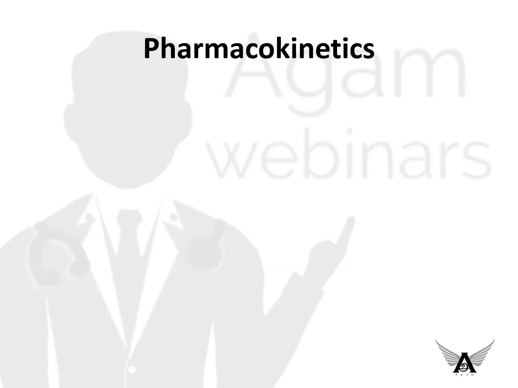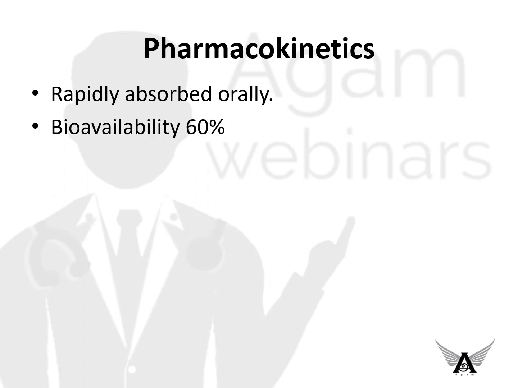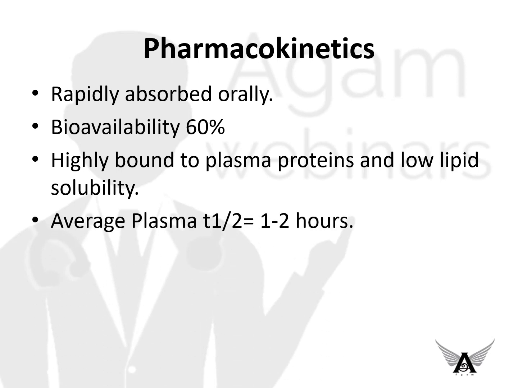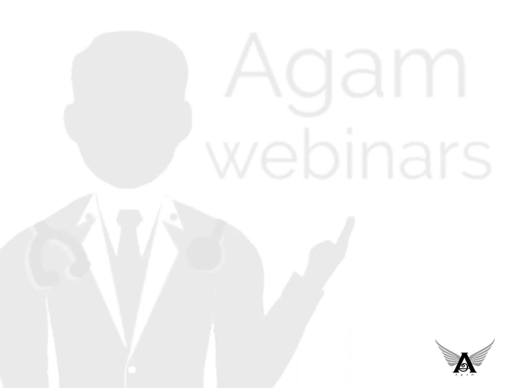Now, let's study the pharmacokinetics of high ceiling diuretics or loop diuretics. They are rapidly absorbed orally, and their bioavailability is around 60%. They are highly bound to plasma proteins, and low lipid solubility is seen. The average half-life is around 1 to 2 hours. They are excreted both in urine as well as in bile.